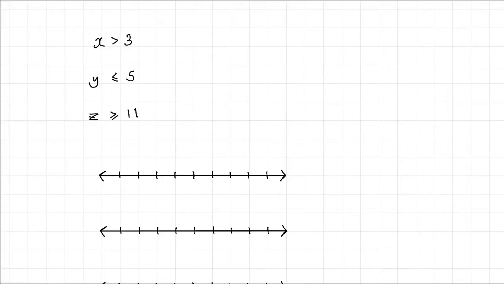This video is on showing inequalities on number lines. Now I have three inequalities here. I have x is more than 3, y is less than or equal to 5, and z is more than or equal to 11. Now I'm going to start here with x is more than 3.